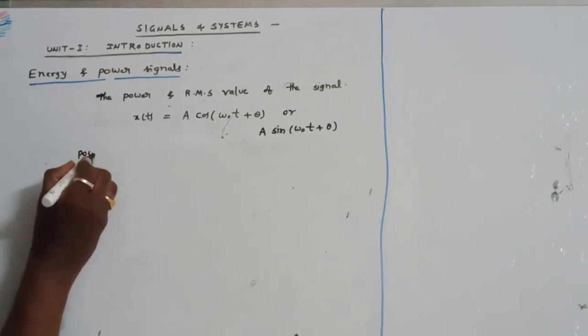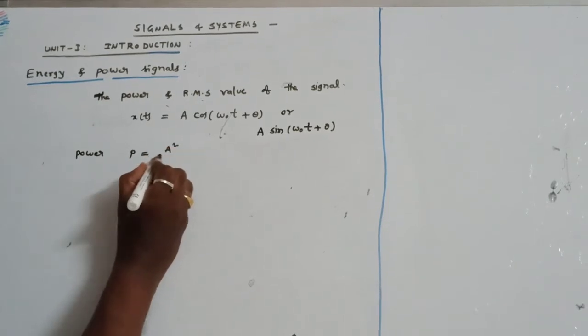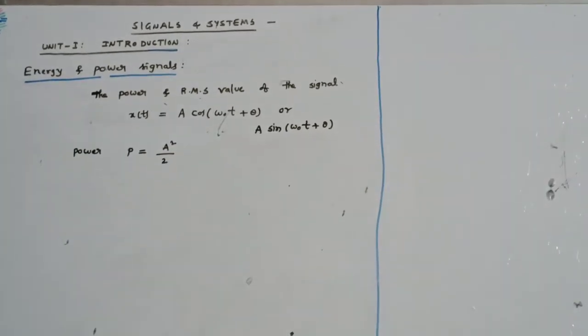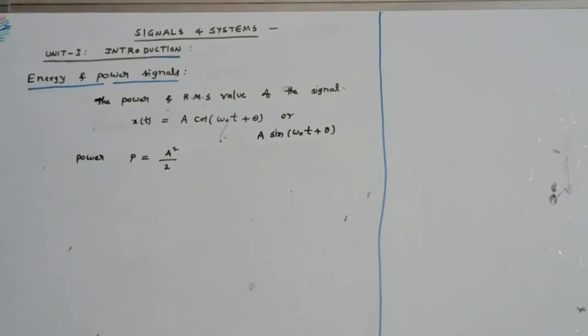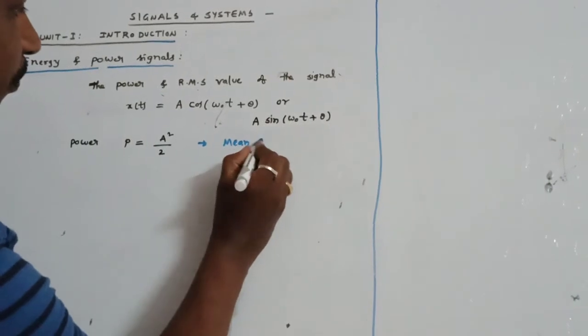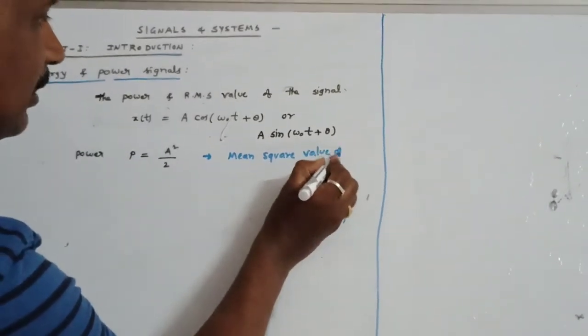The power P is equal to, what is the formula? Simple formula, A square by 2. So power is also called, as I explained in the previous class, the mean square value of a signal.